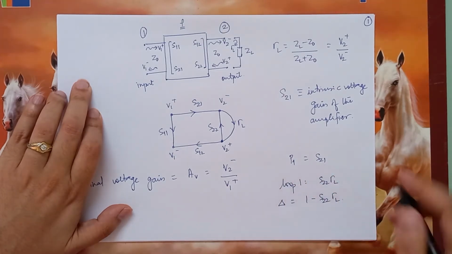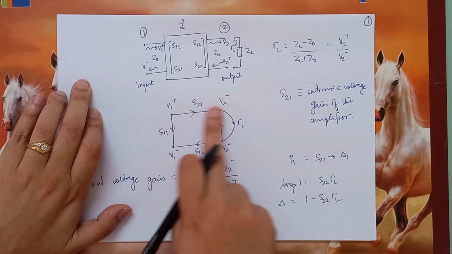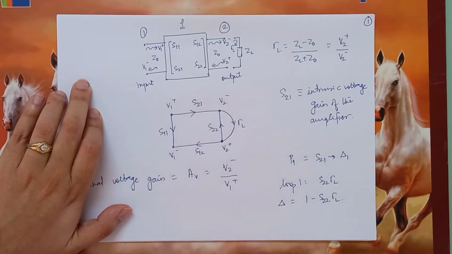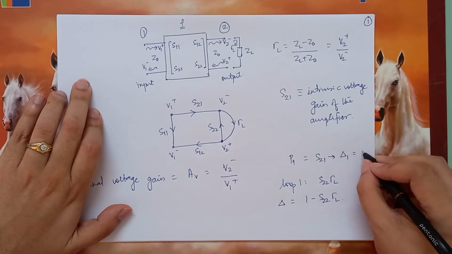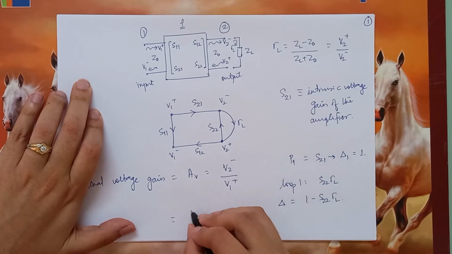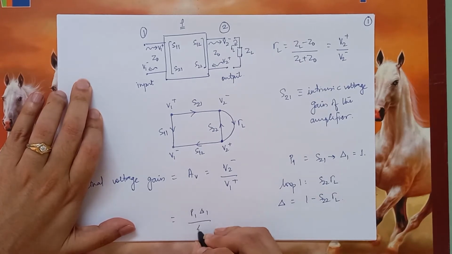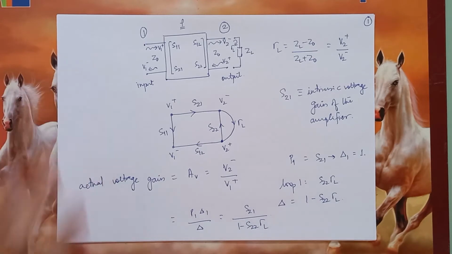Now corresponding to P1, there will be something called delta 1, which is the value of delta for all the loops that are not touching path 1. If path 1 is here, you can see this loop is actually touching that path. So delta 1 is nothing but 1 itself. Therefore this voltage gain is P1 times delta 1 divided by delta. If you substitute all these values, you will get S21 divided by 1 minus S22 times gamma L.